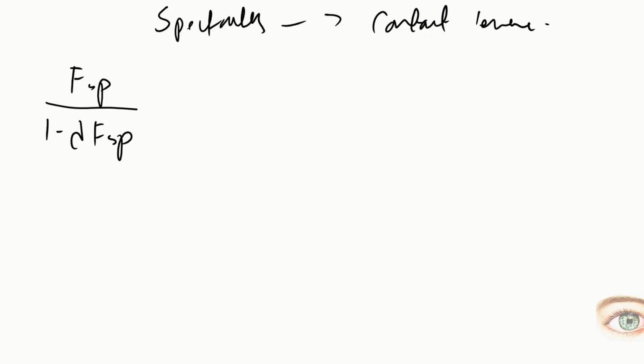Right. There's one thing I need to tell you, that the back vertex distance is going to matter only if your prescription is more than 4 diopters, right? So if your prescription is less than 4 diopters, no matter what, you are not going to play with the BVD, right? So only if your prescription is greater than 4 diopters, only then you're going to go for the BVD, whether you are concerned with the contact lenses or with the refractive surgery.